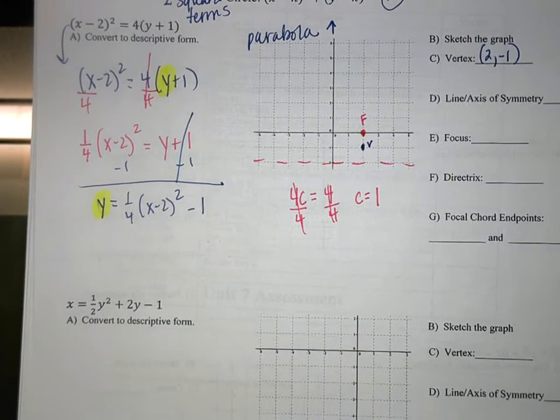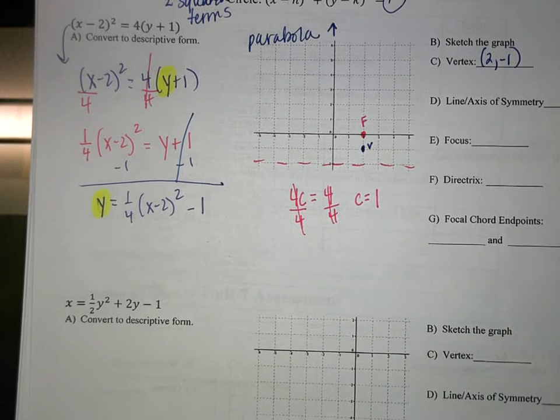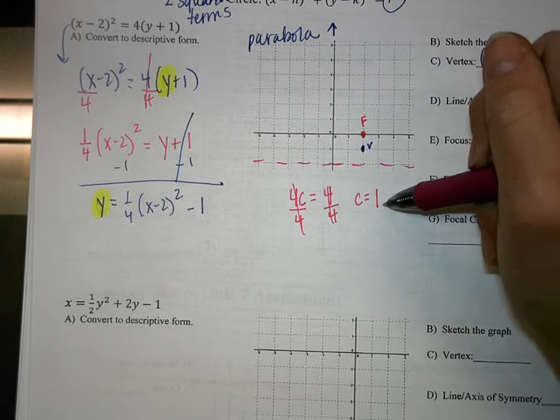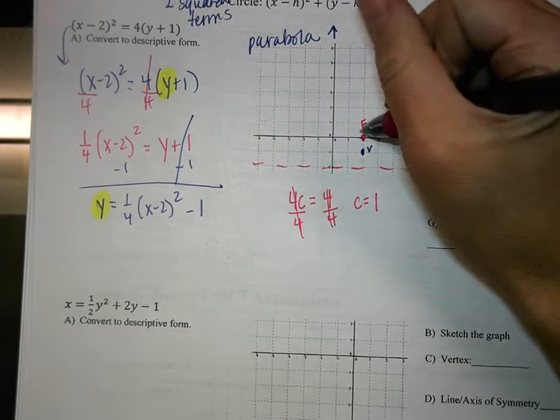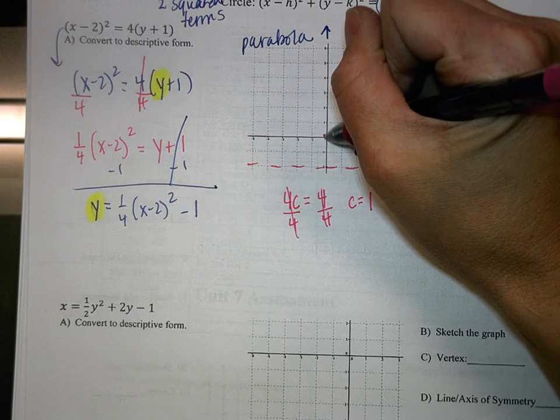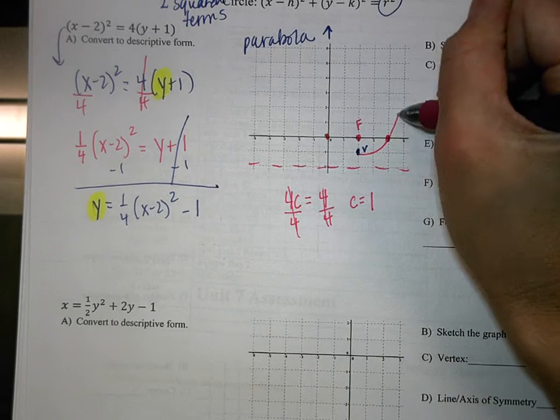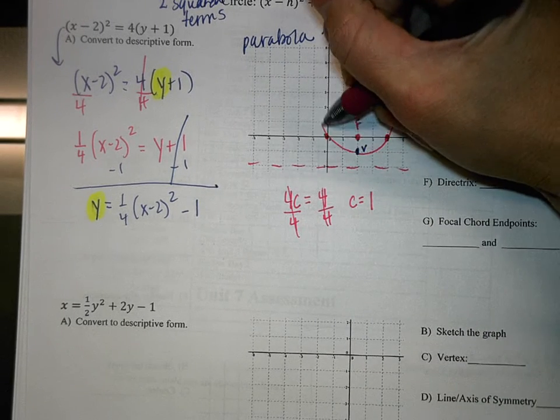How do I get my focal chord endpoints? Whatever your c value is, you multiply that by 2 and you go that distance in both directions from your focus. So 1 times 2 is 2. So we go 2 to the right from the focus and 2 to the left from the focus. And then you draw your curve hitting your focal chord endpoints.